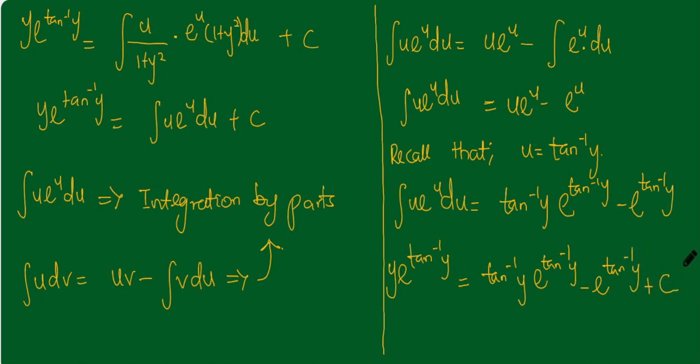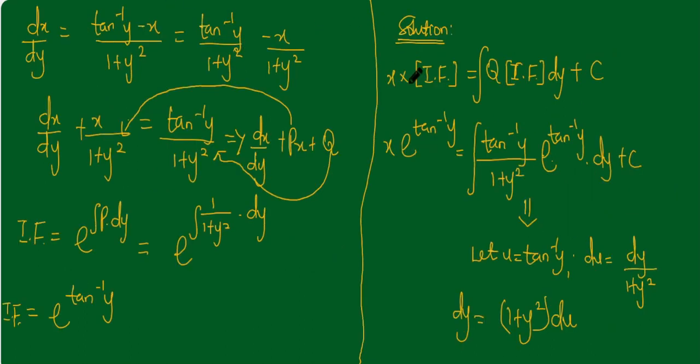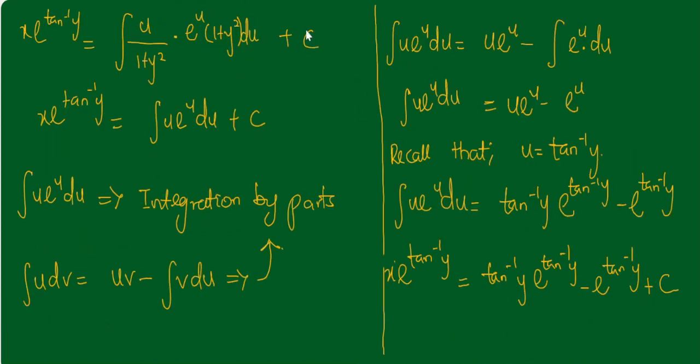Sorry, not y, it should be x. We've been using x all the while. So I've adjusted it. I mistakenly wrote y here initially. Since our x is the dependent variable here, it becomes x e raised to power tan inverse of y. Likewise here and in this place. Also in our previous page, I already adjusted it to be x instead of y. So sorry about the mistake.